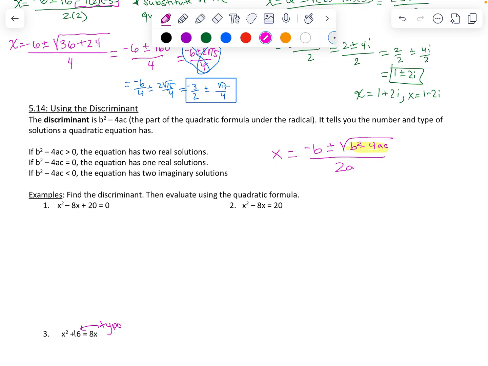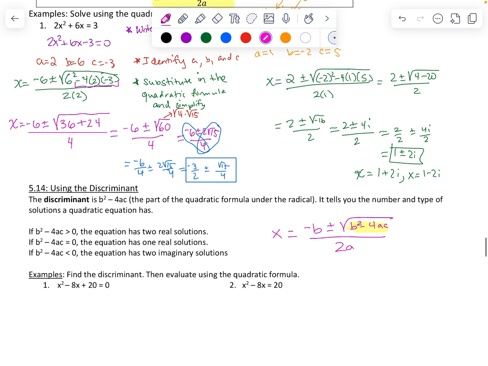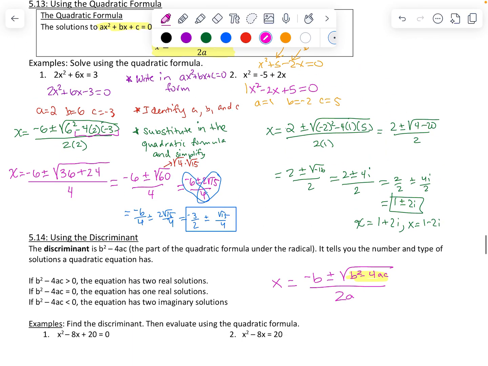And the purpose of using the discriminant is to tell us how many solutions you have for your quadratic equation. For example, if you look back at number 2 from the last class, we ended up getting a negative 16 inside our radical. That was our discriminant. That tells us that we have two imaginary solutions. If you have a negative number, you get two imaginary solutions. And sure enough, we had two imaginary solutions, 1 plus 2i and 1 minus 2i. Keep in mind, imaginary means that it has an i in it.